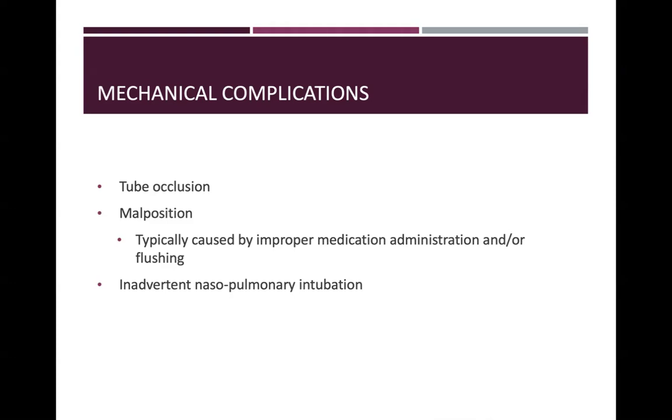That also is likely because of the medications or insufficient flushing. Flushing is just the amount of water that you flush the tube with to make sure that it's clean. You put the medication in and you flush again and so on. If you're not doing that enough, that can occlude the tube as well. And lastly, which is a horrible complication, is inadvertent nasopulmonary intubation. If the tube, instead of going into the GI tract, goes into the lungs, you are pouring enteral nutrition formulation into the lungs.